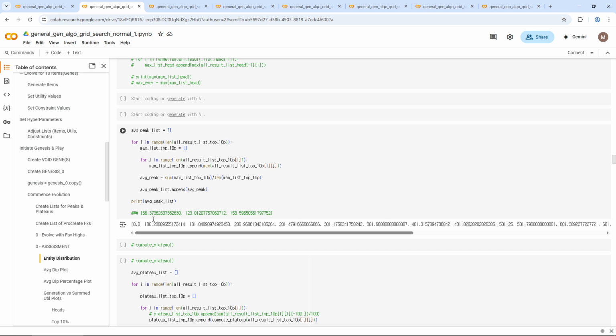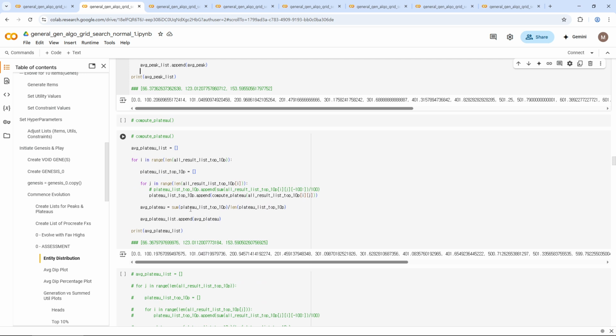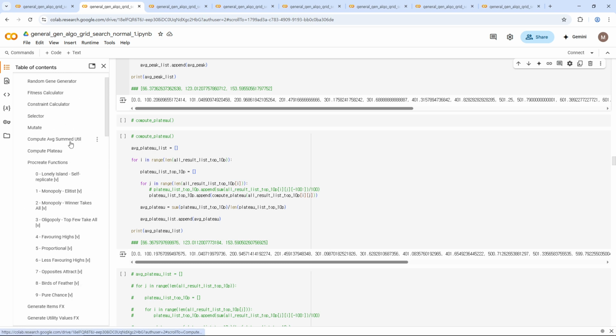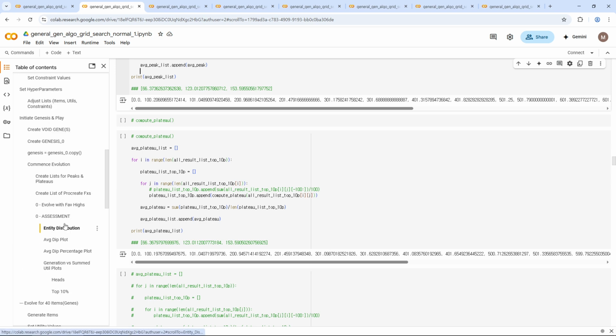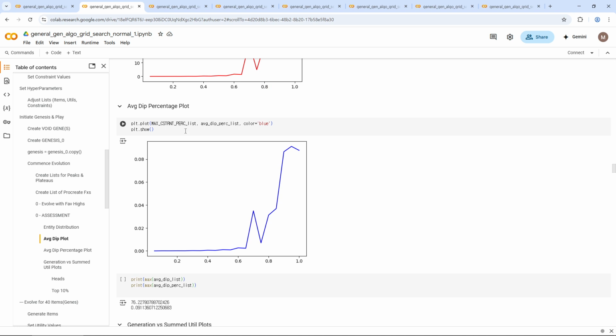And the average peak, we will calculate the average peak. So this is what's different from one of the last videos. I would calculate the average peaks, and I would calculate the average plateau using the plateau function that I made, which is right here. Getting the plateau by calculating the average of averages, or the average of moving averages rather. And when I do that, this is the plot. This is the plot for the average dip size, and this is the plot for the average dip percentage.